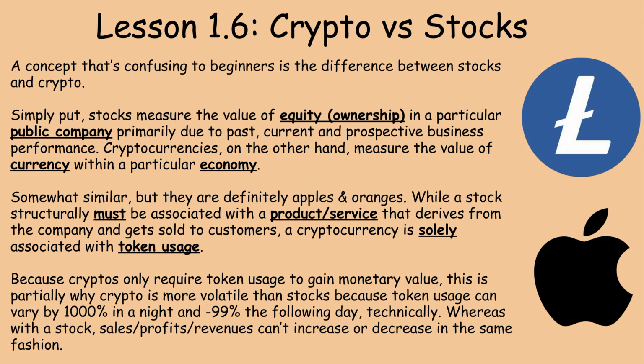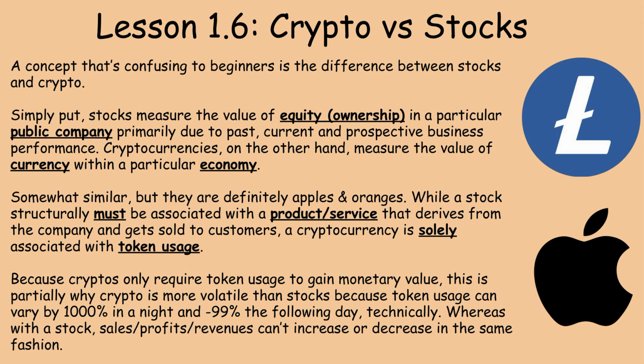Cryptocurrencies, on the other hand, measure the value of a currency within a particular economy. So these are two slightly different nuances here. Somewhat similar, but they are definitely apples and oranges. While stock structurally must be associated with a product or service that derives from the company and gets sold to customers, a cryptocurrency is solely associated with token usage in terms of how it derives value, essentially.